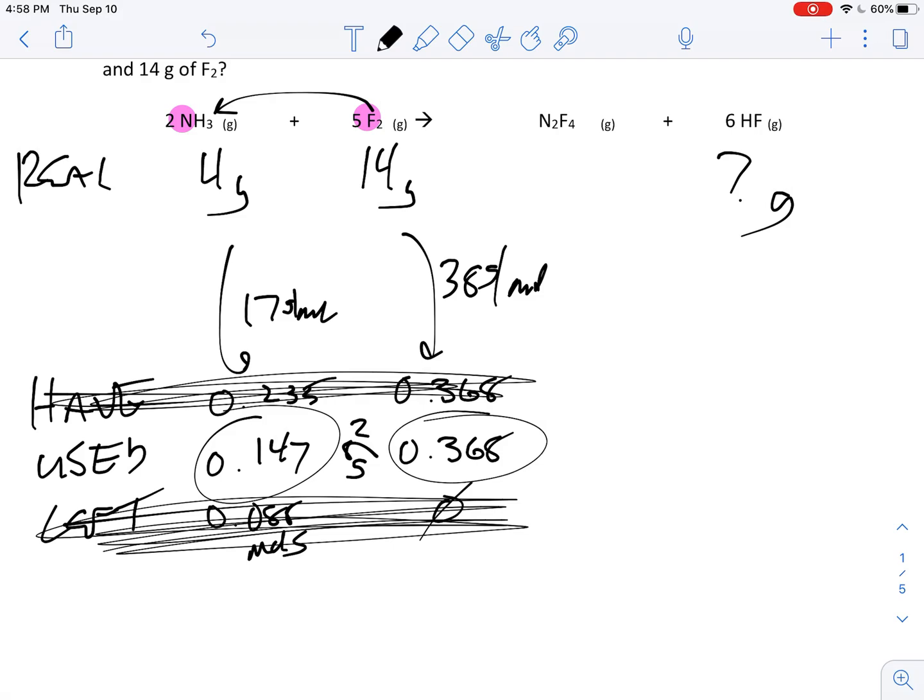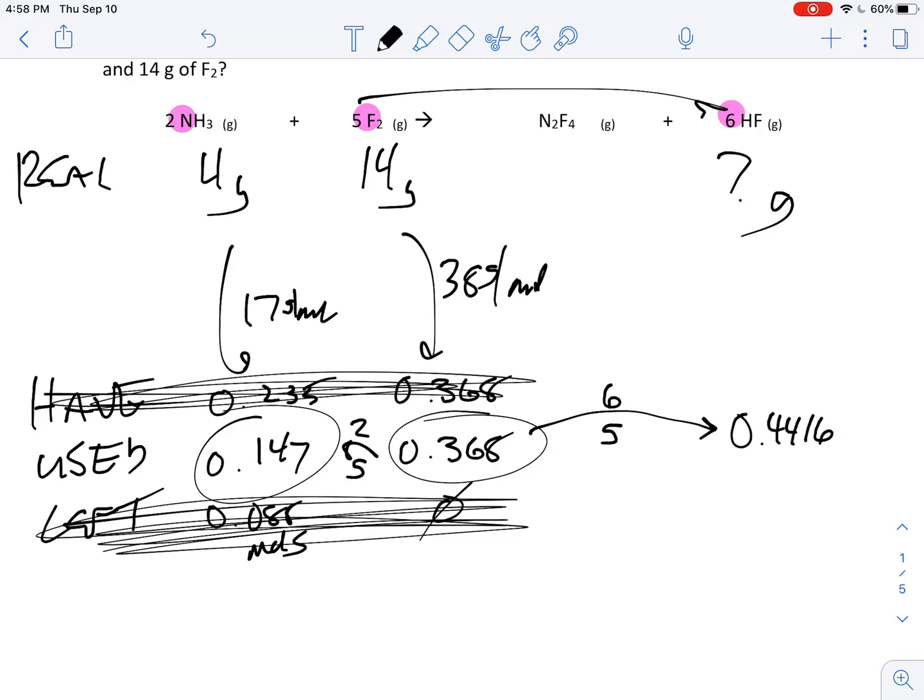Let me prove it to you. Let's say that you're going to do the 0.368. Now you're going to come over here to the HF. Now there's a 6 there, and you're going from a 5 to a 6. So you're going to have to multiply that by 6/5. And when you do, you end up with an answer of 0.4416.